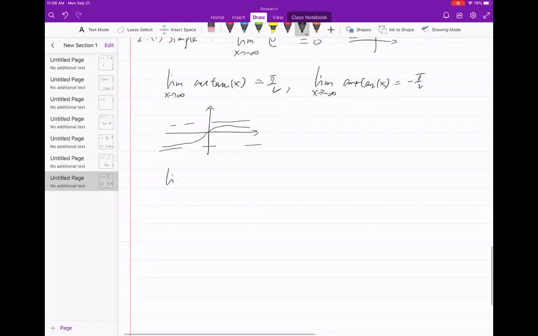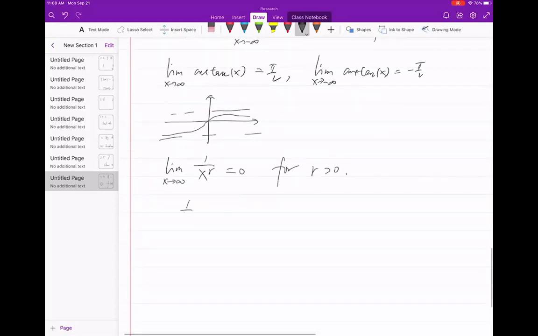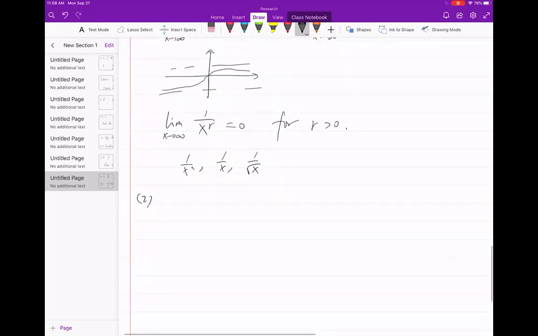Number 3, the fact: limit as x goes to infinity of 1 over x to the r equals 0 for any r bigger than 0. That tells you 1 over x squared, 1 over x, 1 over square root of x. As long as you have x to some power on the bottom of a fraction, it's 0. Okay, that's the second one. Then we talk about how to use this simple fact to do something more complicated.